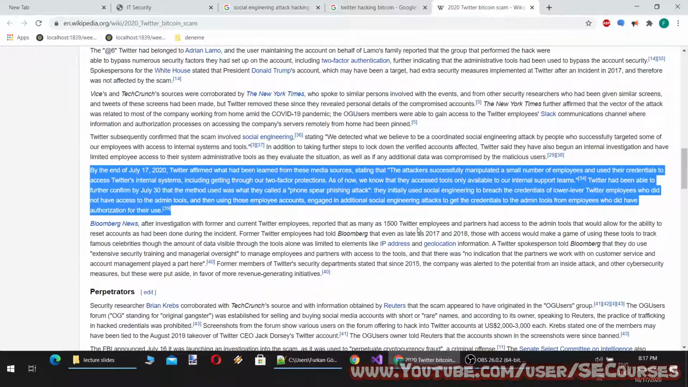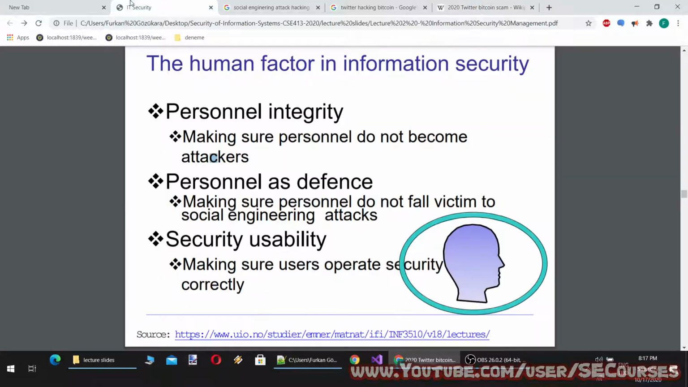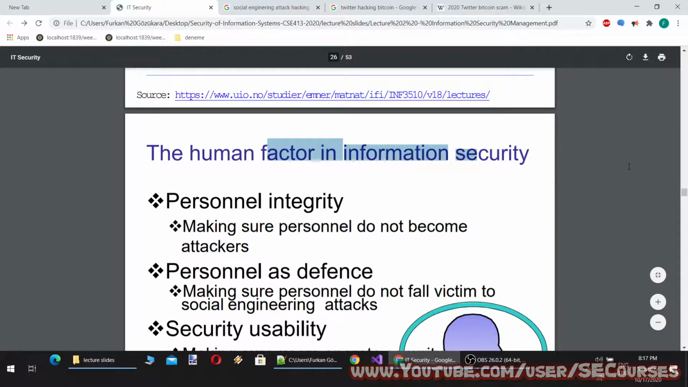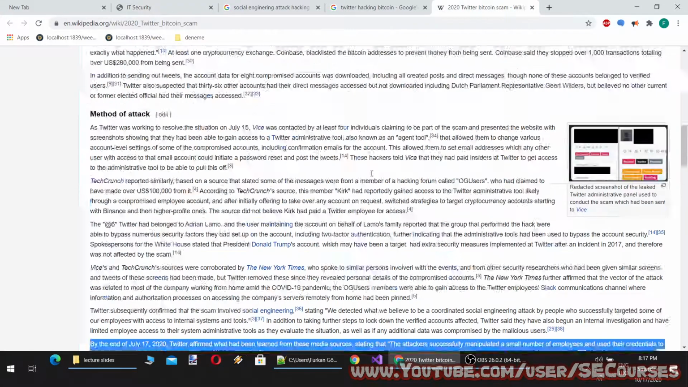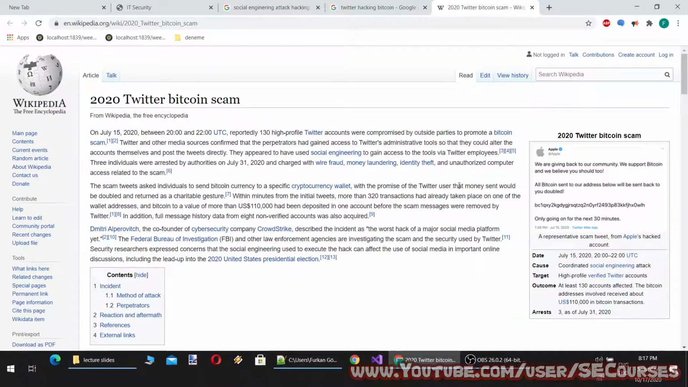Twitter probably has perfect software engineering and software-level protection against any kind of hacking attempts. But when it is the human factor, you can't prevent hacking with just software-level protection. When humans are involved, you have to train your employees, your staff. So this is the human factor in information security, and this is the real event that happened.